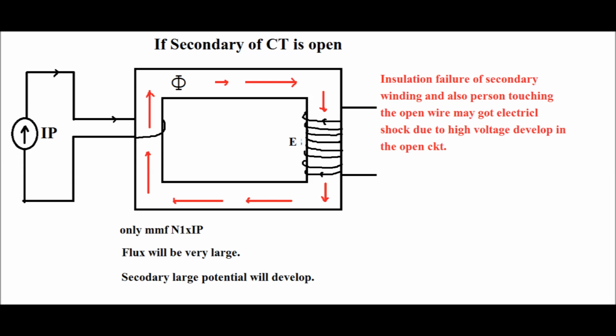Since there is no secondary current in the secondary winding of the current transformer, there is no flux opposition. Due to this large induced EMF, insulation failure of the secondary winding may occur. Also, if a person somehow touches the secondary winding or the open circuit of the secondary winding with a screwdriver, he may get electrocuted due to the high voltage developed in the open circuit.